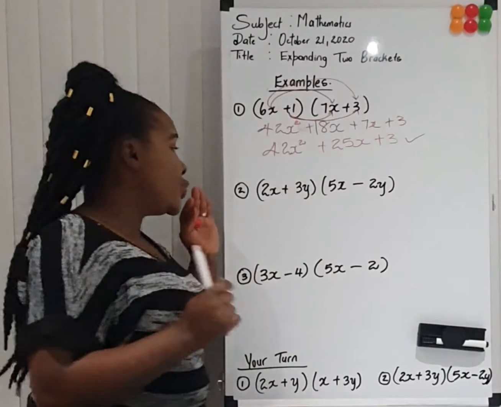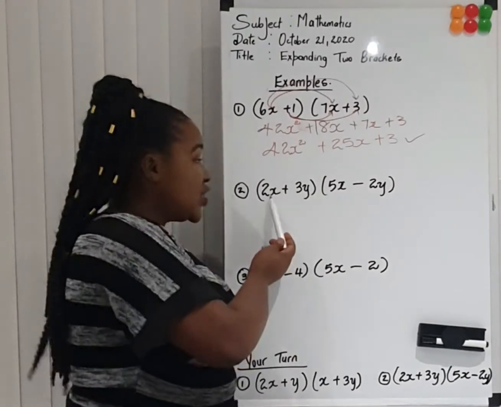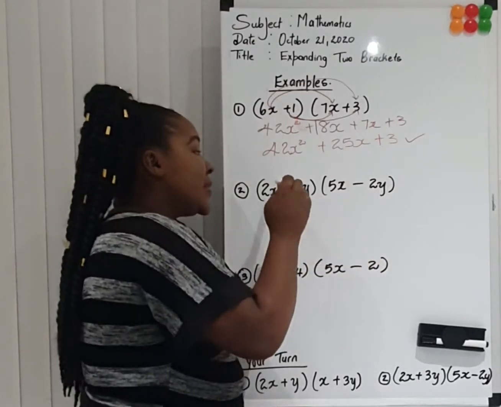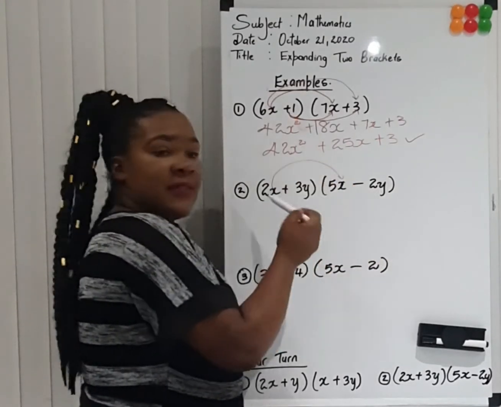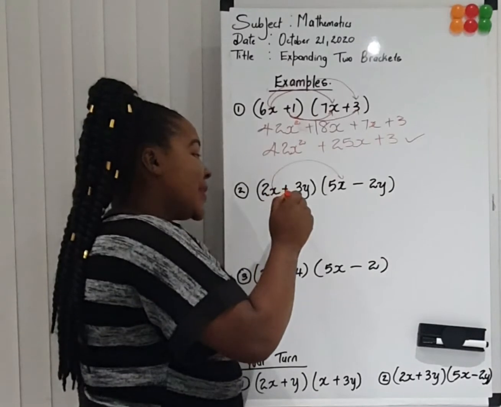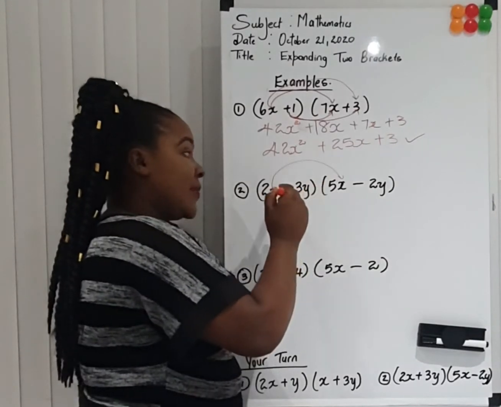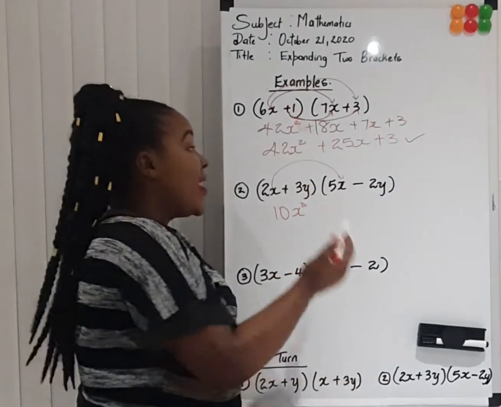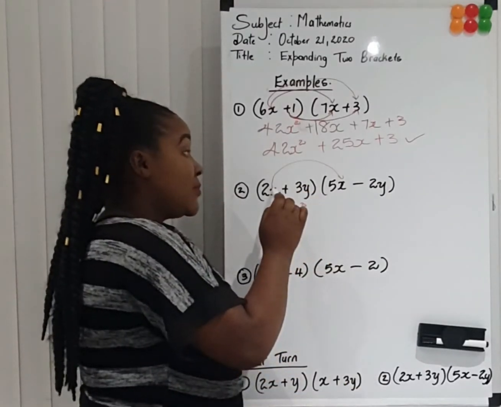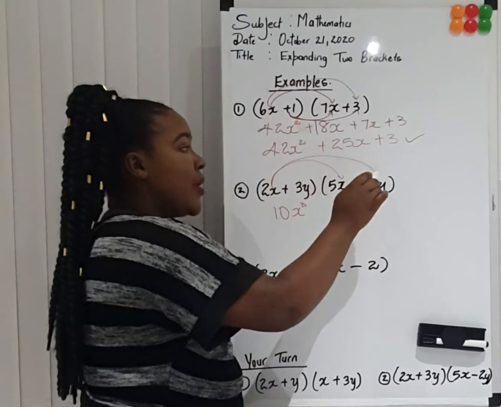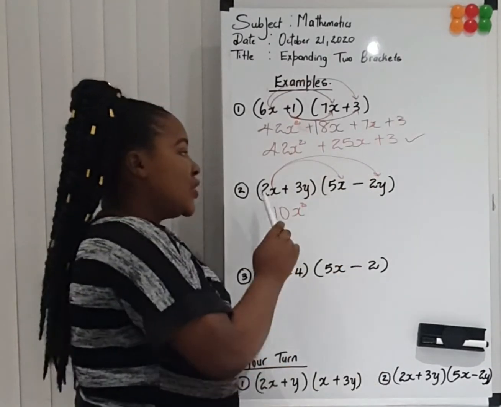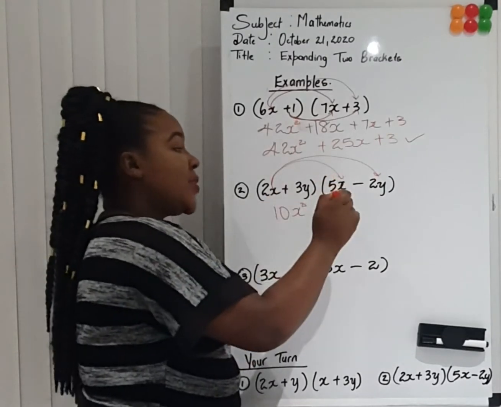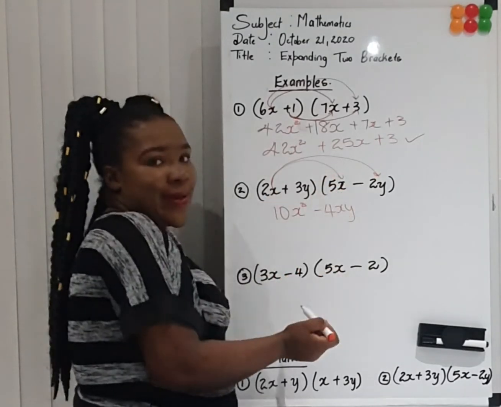What we're going to do is take each of these terms and multiply every term here. So 2x is going to multiply the 5x. 2 times 5 is 10, x times x is x squared. Good. Then we're going to take the same 2x and multiply the next term, which is negative 2y. So 2 times negative 2 gives us negative 4, and x times y is xy.